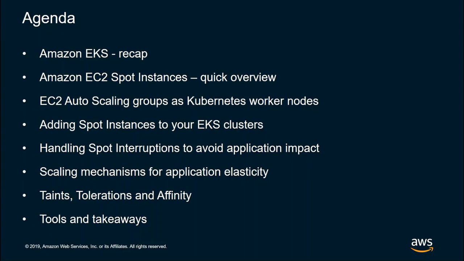We're going to address things like handling spot interruptions to avoid impact on your application. Carlos is going to go into how to scale your applications using horizontal pod autoscaler and cluster autoscaler, as well as Taints, Tolerations, and Affinities. And we're going to go over some tools that will help you run production-grade Kubernetes clusters using Amazon EKS and Spot instances.